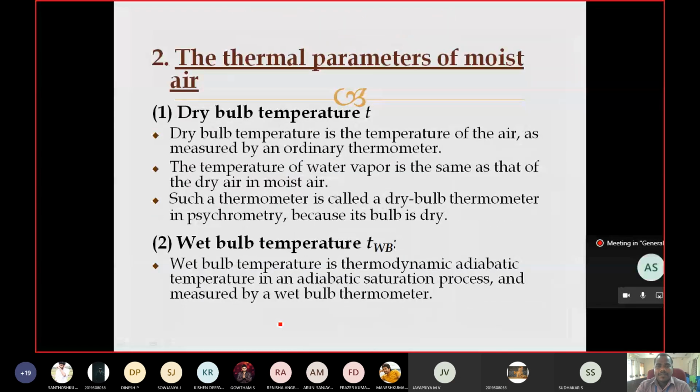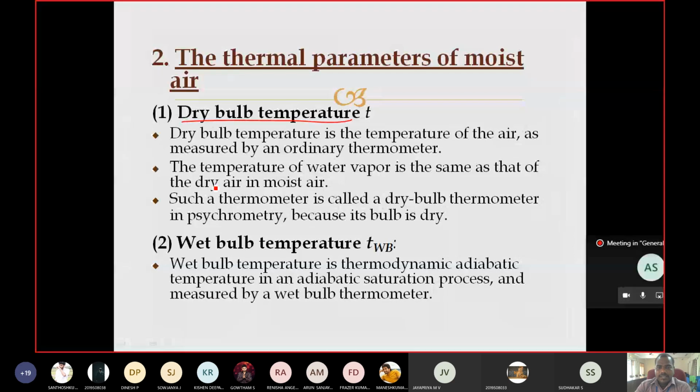Then the thermal parameters of moist air, there will be 7 criteria. The first thermal property of moist air is dry bulb temperature, right? You can note down the term dry bulb temperature. The dry bulb temperature is the temperature of the air as measured by an ordinary thermometer, right? So it is the actual atmospheric air temperature. Then the temperature of water vapor is the same as that of dry air in moist air.